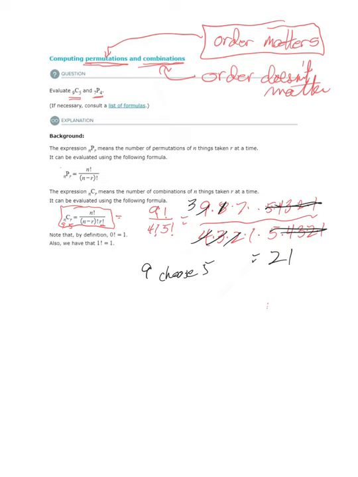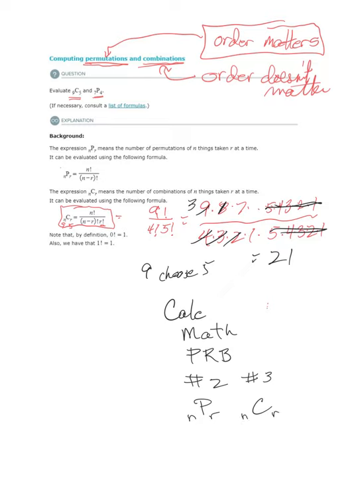Okay. Now you have that ability to do this on your calculator too. So if you want to do that on your calculator, you don't have to go through all that. You hit the math button, go on over to PRB, and you look down to 2 and 3. Number 2 is your permutation one. So you see this. And number 3 is your combination one.